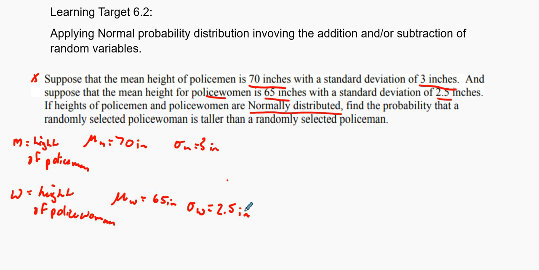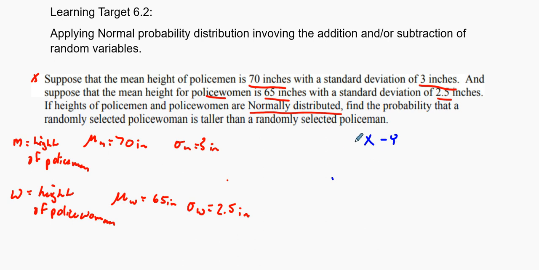Now what we're trying to figure out is the probability that a randomly selected policewoman is taller than a randomly selected policeman. Well, let's think about this. How would we figure this out? Whenever you're comparing two things, we probably want to find the difference between them. If we found the difference between a man and a woman, we would have a normal distribution, because both are normally distributed.